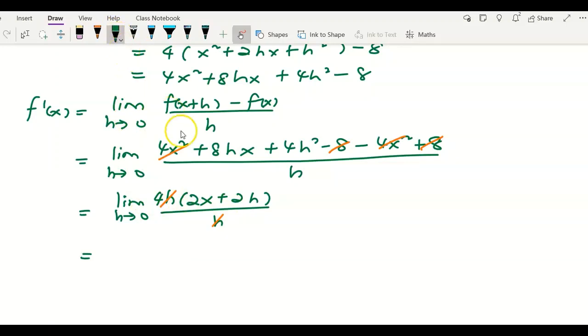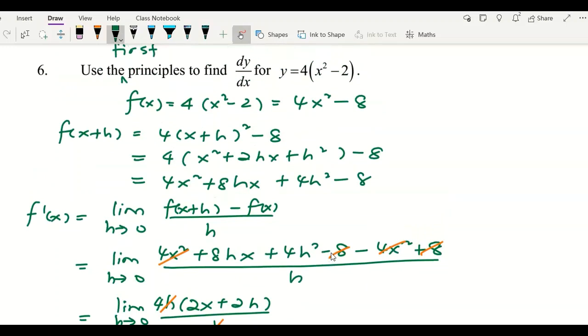Then now I can substitute h equals 0 inside. Here you will get 4 multiplied by 2x plus 0. That will be my 8x. This is the answer.